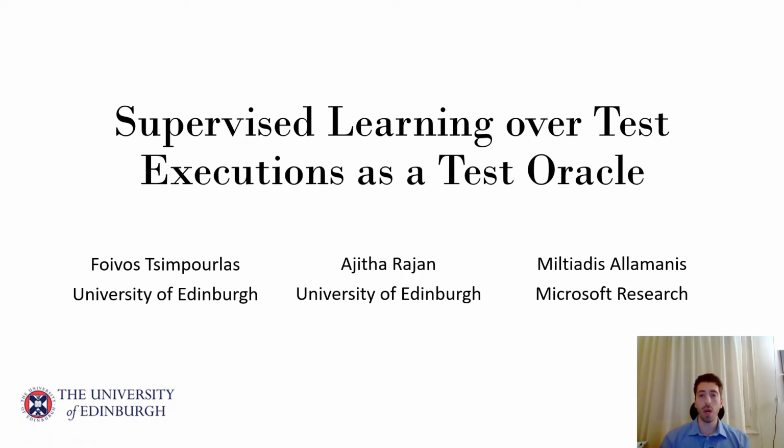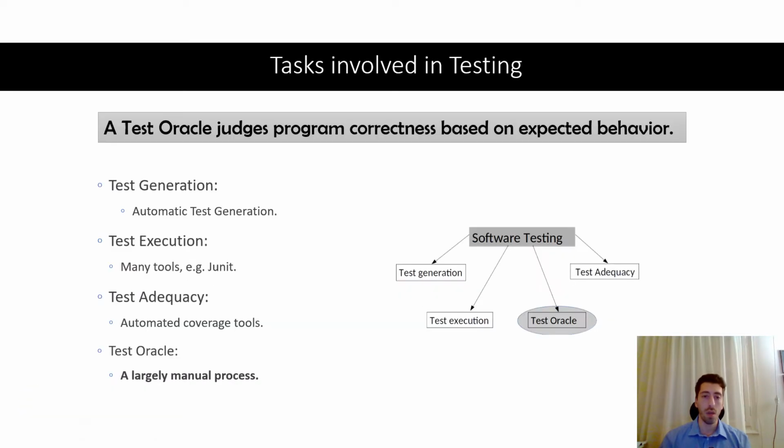Today I'm going to show you our approach for creating program embeddings using execution traces and how these can be used to develop a machine learning test oracle. So first of all, what is a test oracle? A test oracle is any mechanism that can judge program correctness based on the expected behavior.